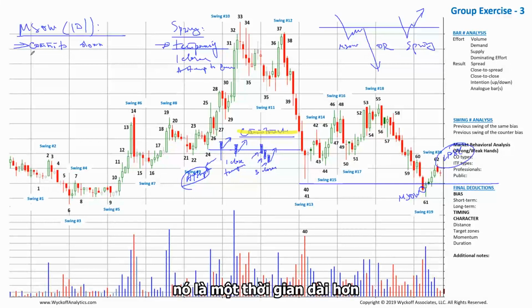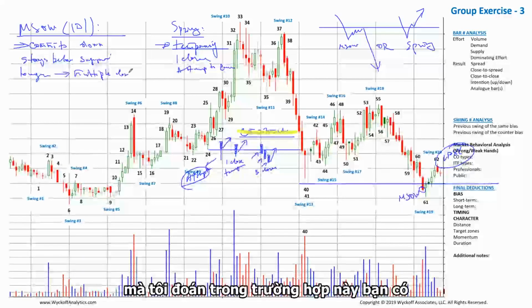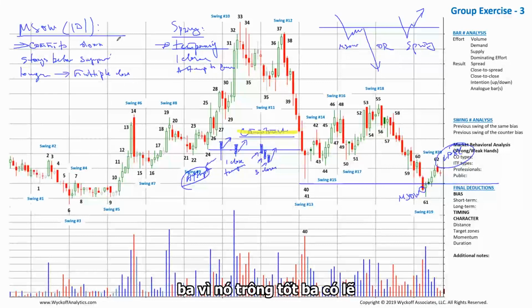Well, it's a longer duration. So it stays below the level of support for a longer duration. And this usually is going to mean that you might have multiple closes. Which I guess in this case you have 3, as it looks. Well, 3, again, maybe 4. We're only talking about the progression of the commitment.